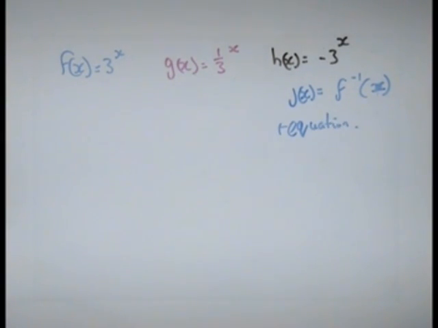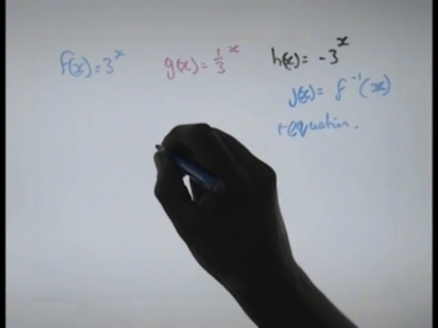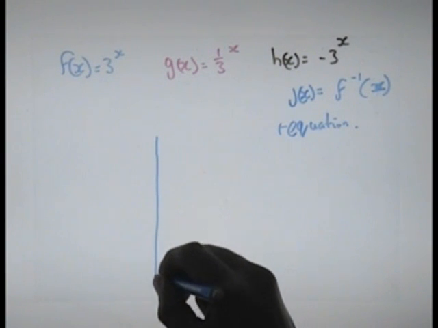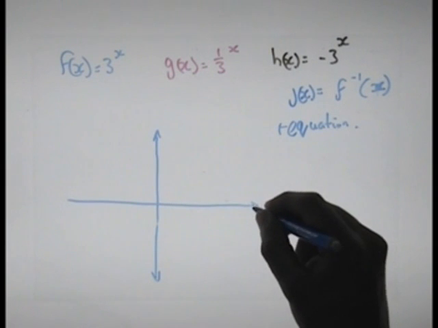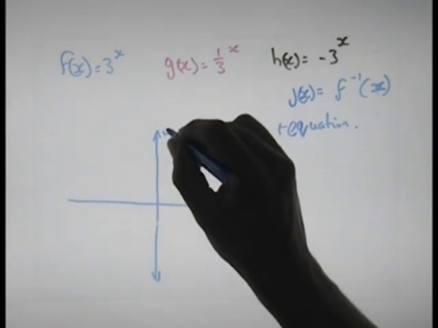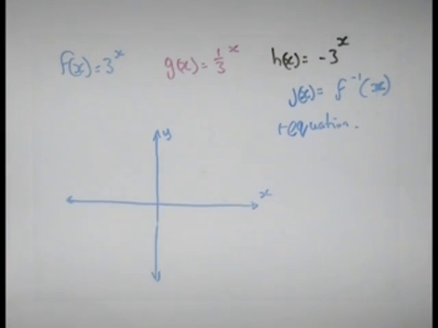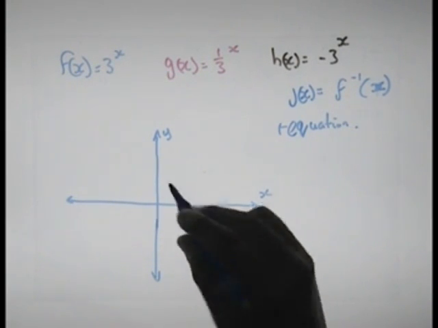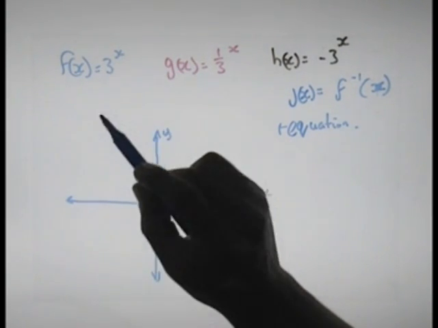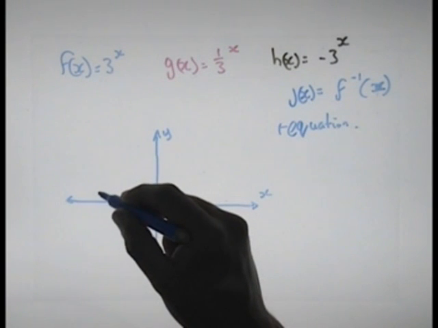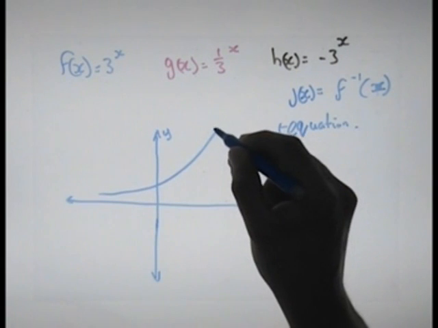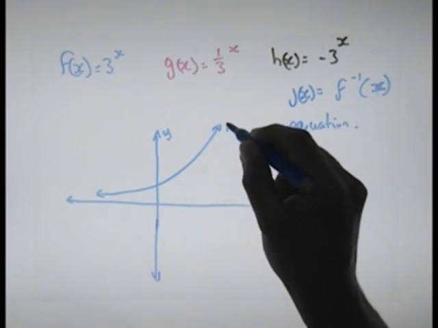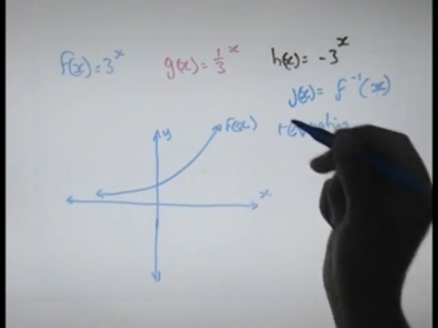We are not going to do this using the table method or any other long drawn out methods. We are simply going to sketch the graph roughly. Obviously you need to draw your axes a bit neater than I do. The first graph we're going to draw is f of x is equal to 3 to the power x. It will look something like that, and that's simply f of x.